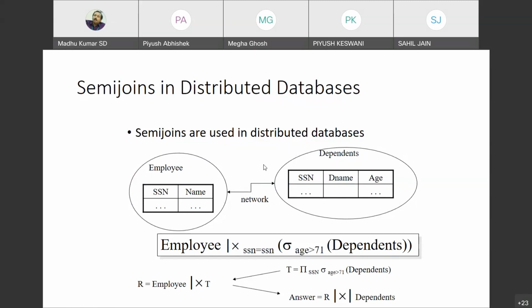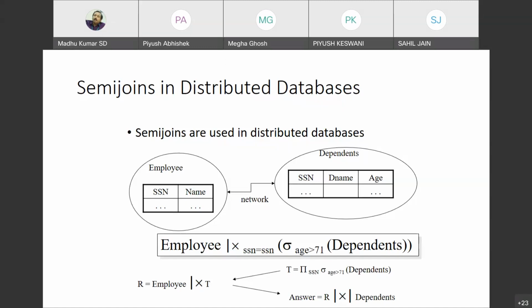And you would try to take a semi-join. When you are taking a join, all the employee data are to be transferred to the dependent site, or all the dependent data should be transferred to the place of employee. Instead of that, if you do a semi-join, only a few columns of employee need to be sent to dependent. So that is actually semi-join.